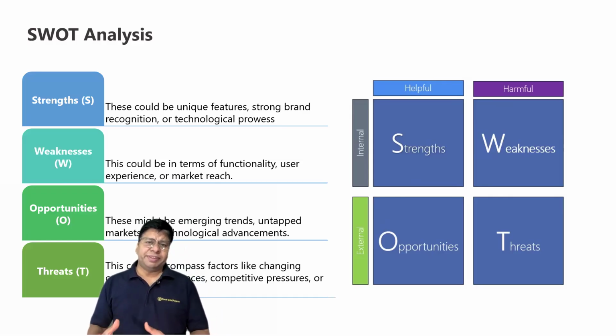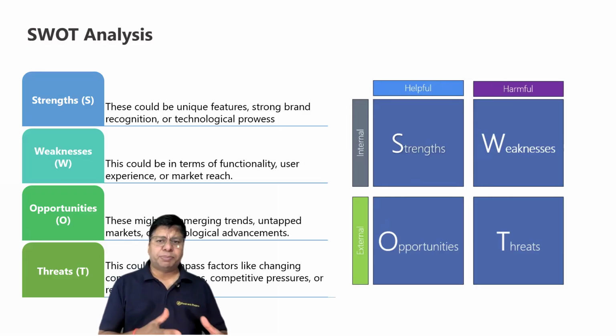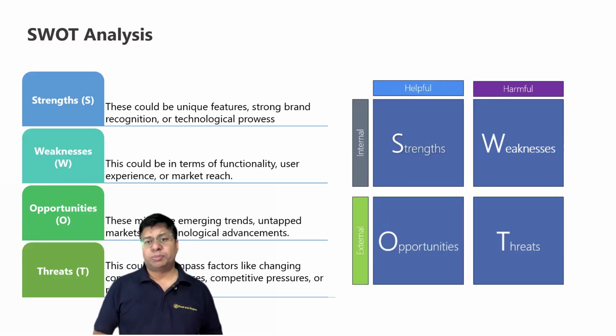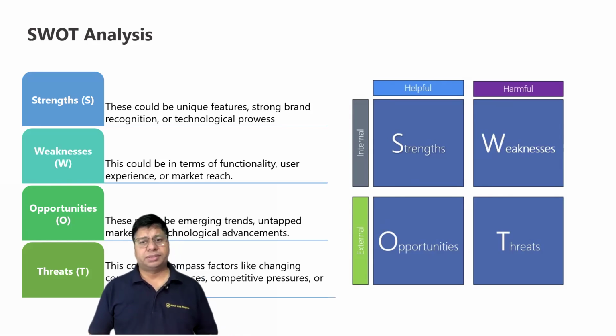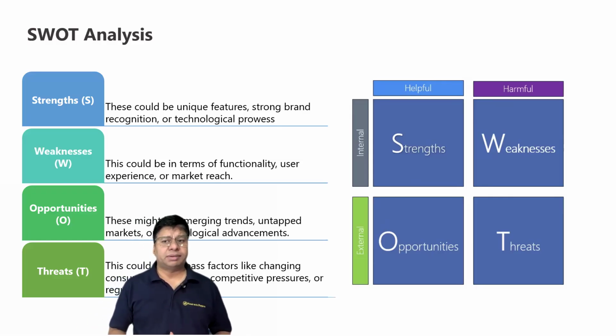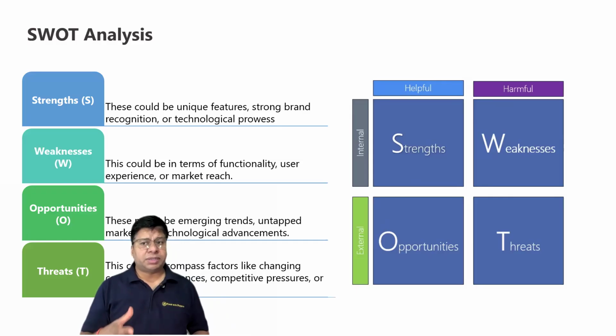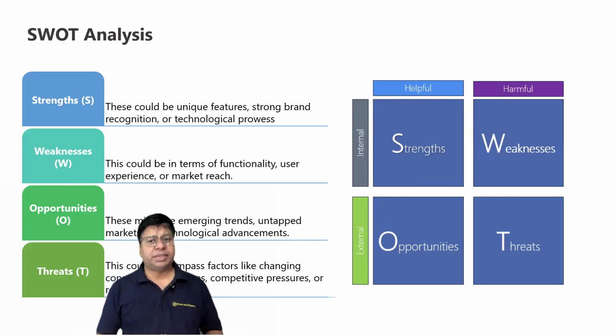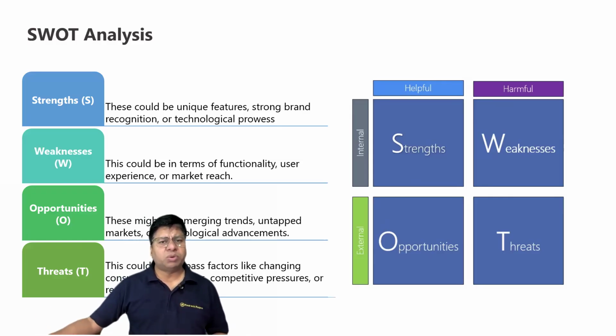So strengths and weaknesses are internal, and opportunities and threats are external. Opportunities means what's happening outside that we can leverage. Think about rising trends, new tech, an undiscovered audience, an undiscovered market. These are opportunities. And threats, what could disrupt us? A new competitor, changing user behavior, even new regulations.